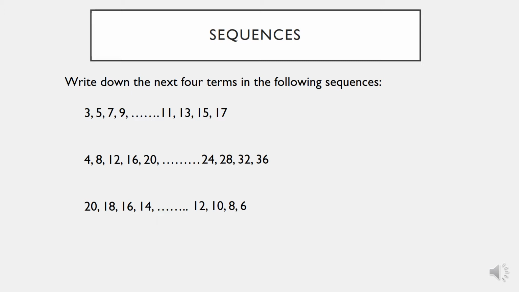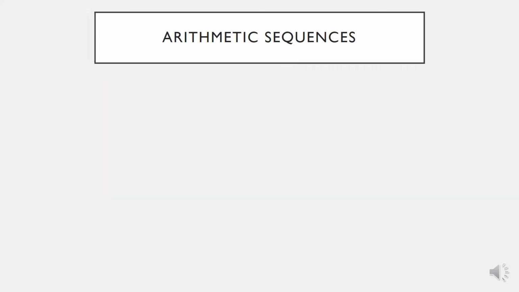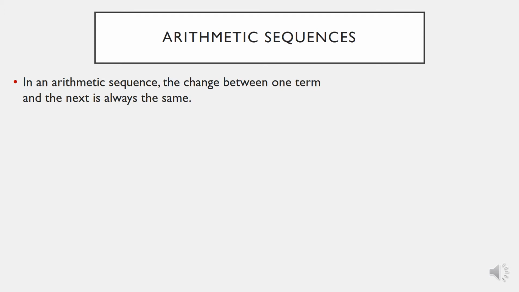So in this one, the numbers are falling or decreasing from 20 to 18. It goes down by 2, down 2 to 16, down 2 to 14. So we continue this pattern on. Okay, so arithmetic sequences. The previous slide were all arithmetic sequences. In an arithmetic sequence, the change between one term and the next is always the same.